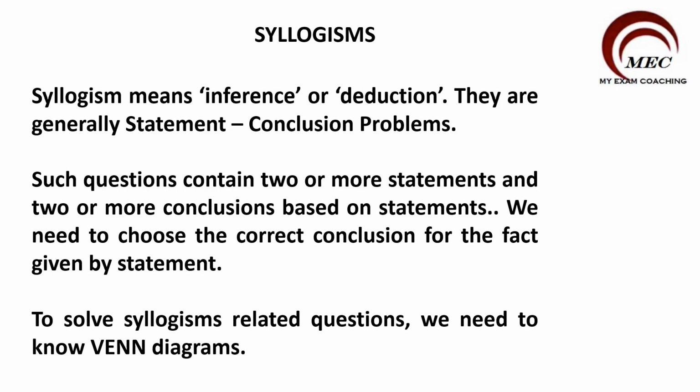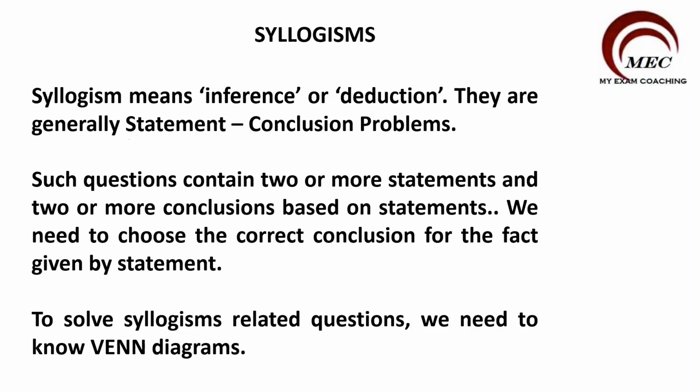What actually happens? Questions contain two or more statements and two or more conclusions based on the given statements. So in every question you will have the first statement, and based on the statement there will be conclusions. In the conclusions, some will be right, some will be wrong. What we have to do is choose the conclusion which is correct by the given statement. But how will you decide which one is correct and which one is wrong? That is only by solving the syllogism. So that is very important.